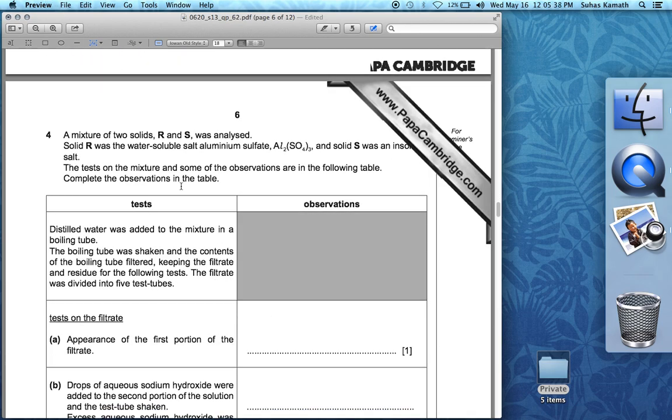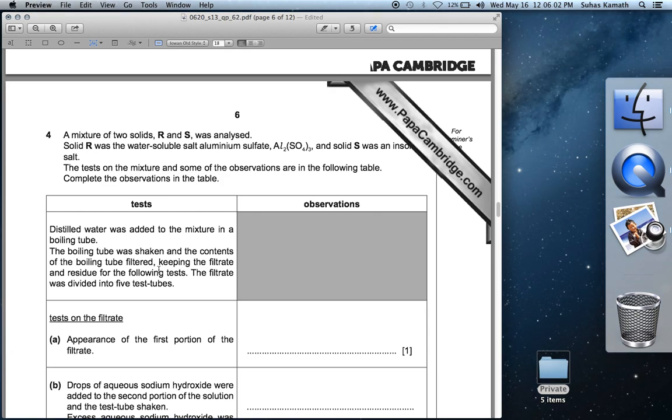So a mixture of two solids R and S is analyzed. The solid R was the water-soluble aluminum sulfate, Al2(SO4)3, and solid S was an insoluble salt. The tests on the mixture and some of the observations are in the following table. Complete the observations in the table. Distilled water was added to the mixture in a boiling tube. The boiling tube was shaken and the contents filtered, keeping the filtrate and residue for the following tests. The filtrate was divided into 5 test tubes.